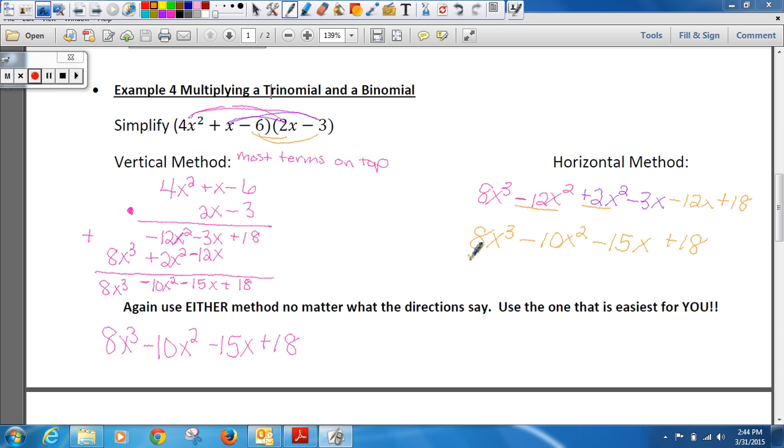So if we compare these two answers, they're exactly the same. So you could use whichever method is easiest for you. And again, even though it might tell you in the directions to either use the vertical method or the horizontal method, please just use the one that's easiest for you as long as you get the product.